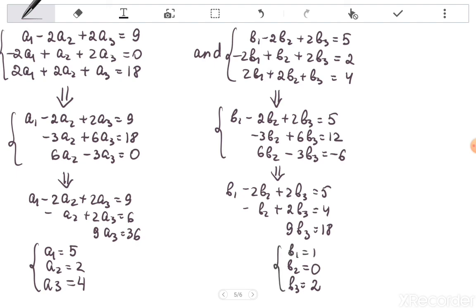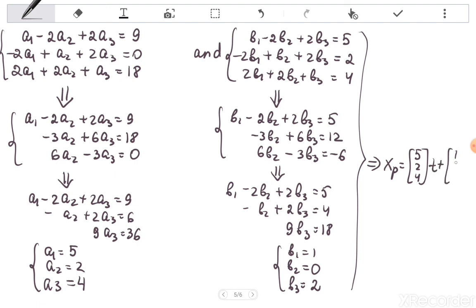Let's just check this. So from this solution, we get that our particular solution is in the form at plus b, so this is the vector 5, 2, 4 times t plus this vector b. And so we can write the general solution, which is the homogeneous solution that we found before plus the particular solution.